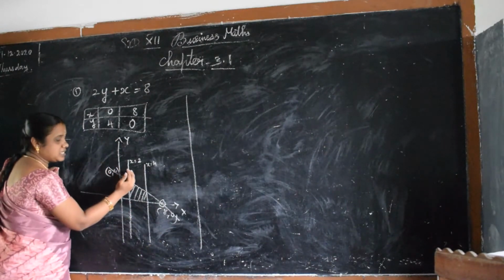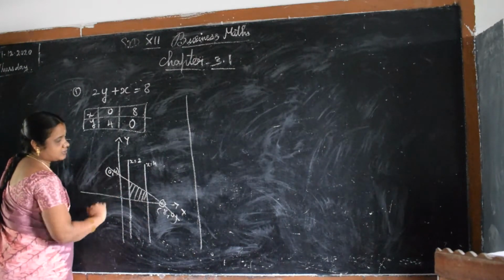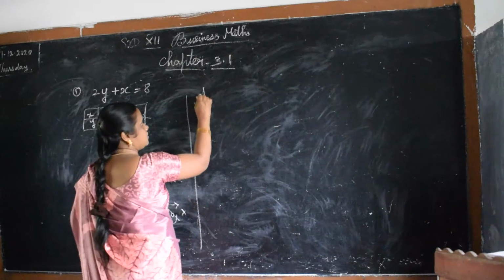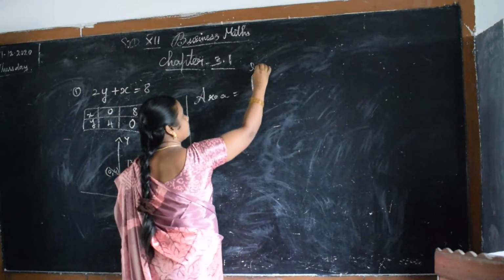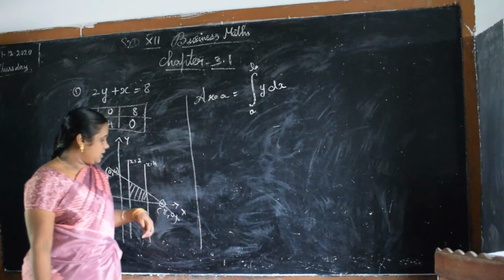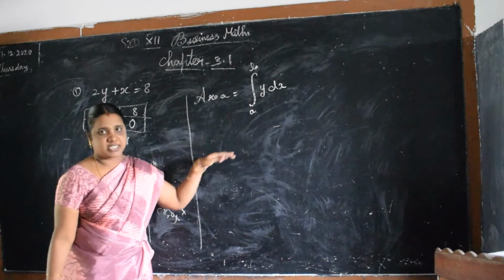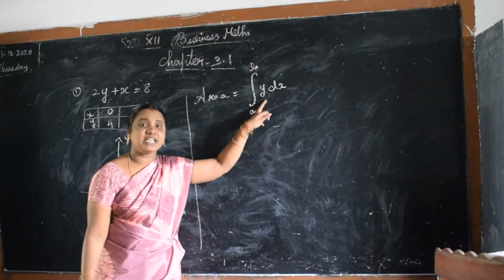Which side is it present? Now see here, it is present above the x-axis. That means what formula do you have to use? Area is equal to integral a to b y dx. Have you understood, children? Above the x-axis means y dx. Suppose it is below the axis, you have to write minus y dx.